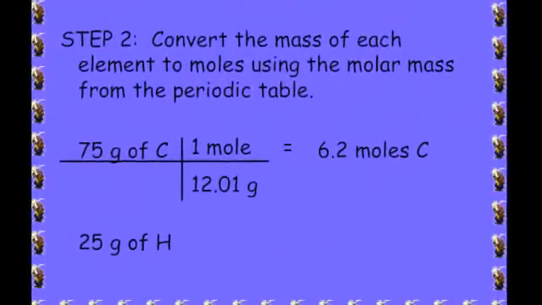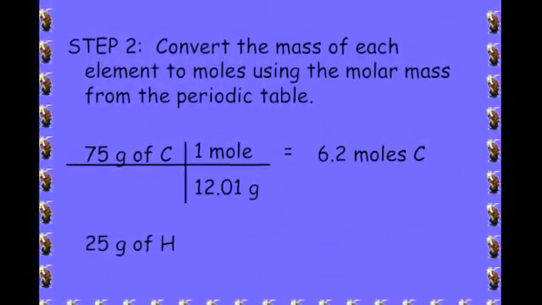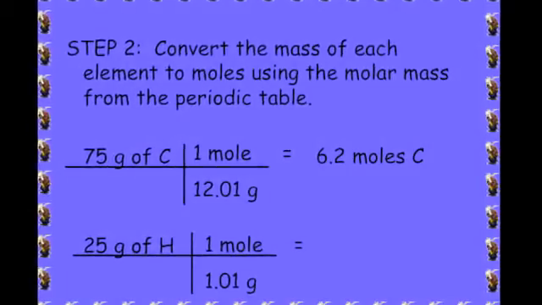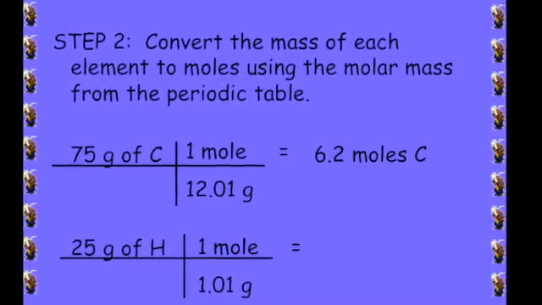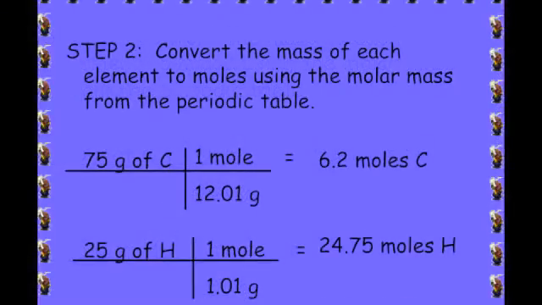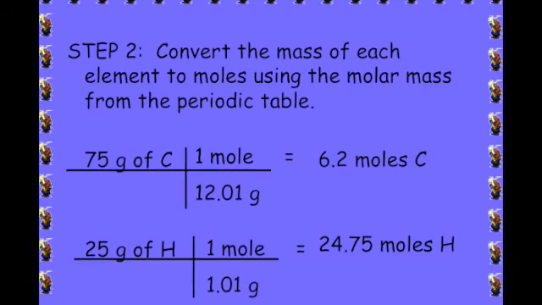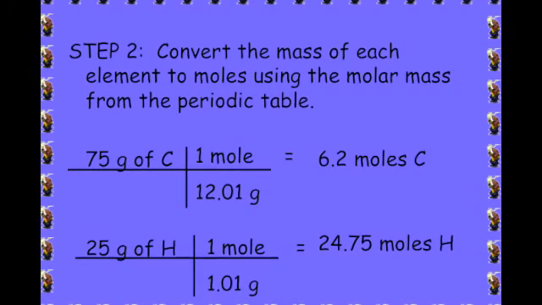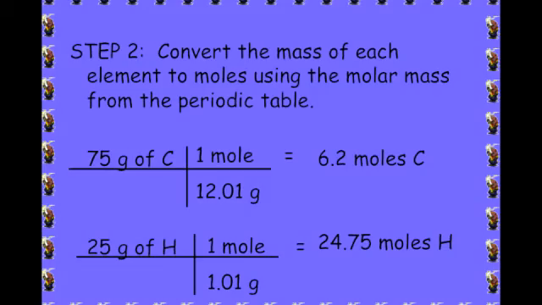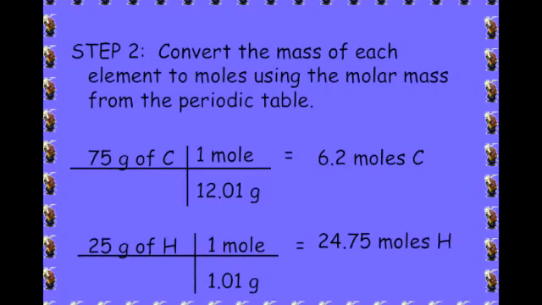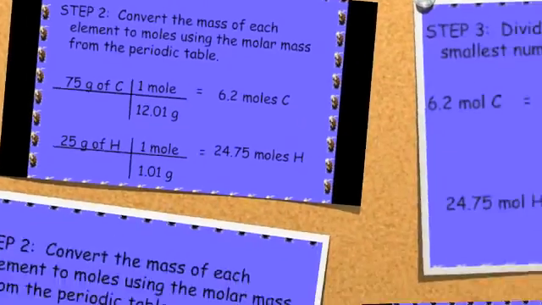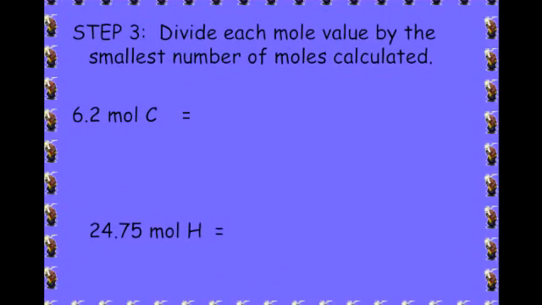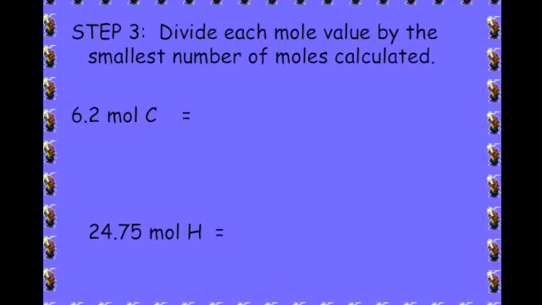You get 6.2 moles of carbon. 25 grams of hydrogen divided by the mass of hydrogen off of the table is 24.75 moles. You're looking at a molar ratio of 6.2 to 24.75. But you can't have that as your ratio because it's not in simplest whole number lowest terms.